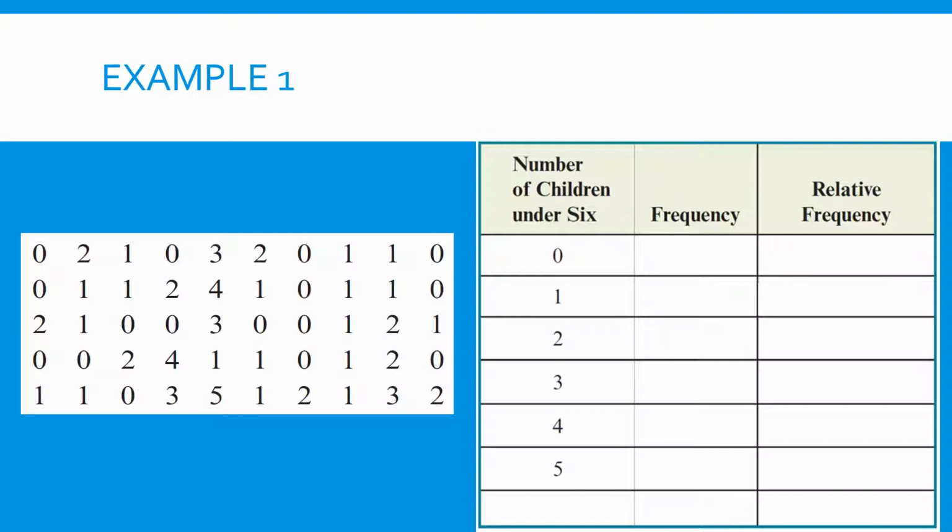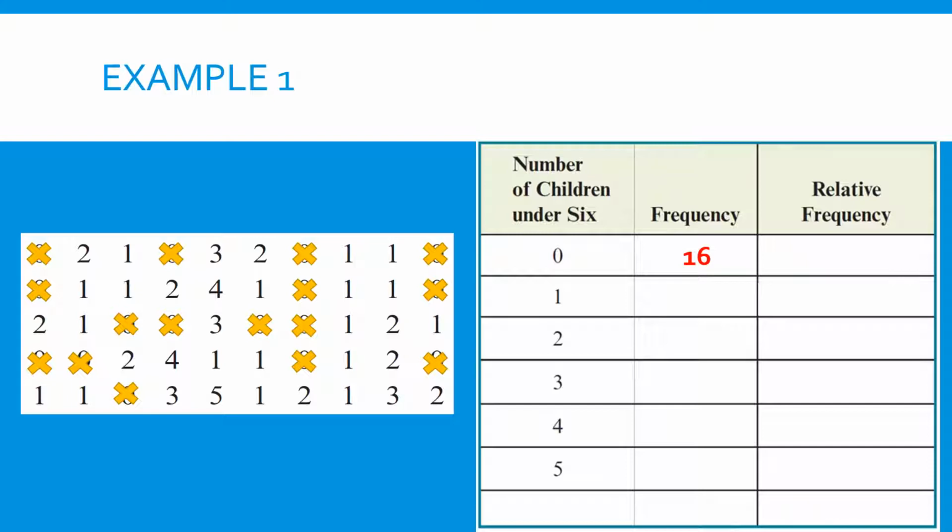All right, so the next thing we need to do is fill out the table. Let's start by filling out the first row. We need to count up how many people had 0 kids. All right, so let's go through that. 1, 2, 3, 4, 5, 6, 7, 8, 9, 10, 11, 12, 13, 14, 15, 16. So 16 employees had 0 children under 6 years old. Right, so 16 goes in the frequency column for 0.